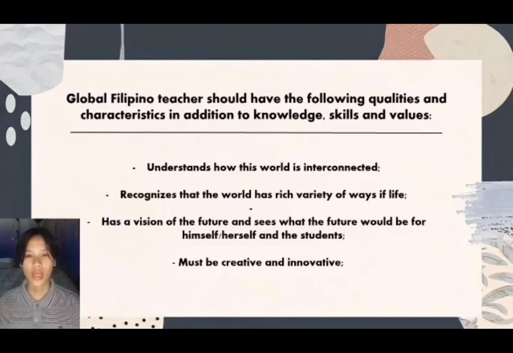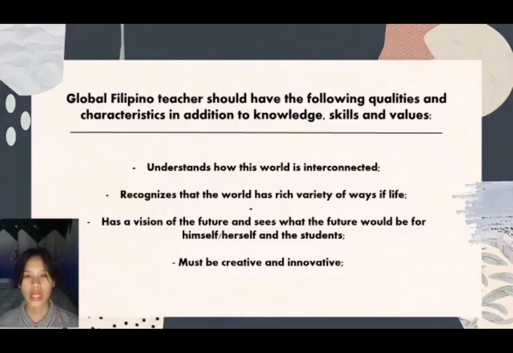The second one is recognizes that the world has a rich variety of ways of life. In an interconnected world, as we have those unique cultures and norms that differ from other countries or people, we should have the ability to understand, respect, and work well with people from different cultures. It is so important for social and academic success.